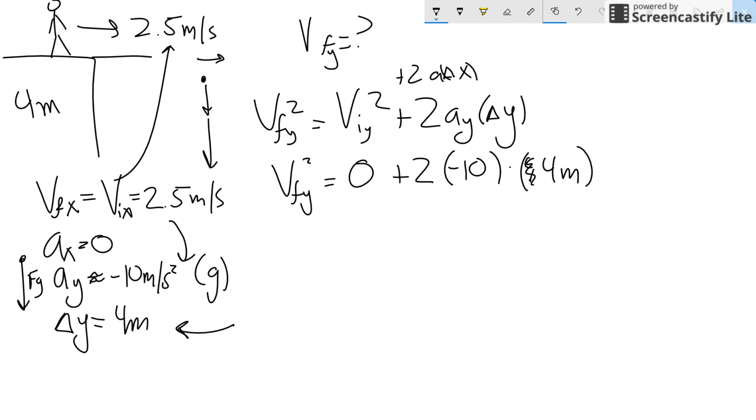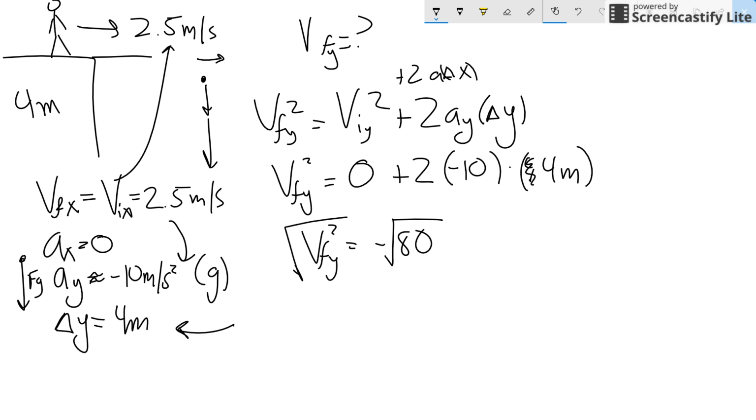Get out our calculator. All we're going to have to do is 2 times -10 times 4. We're going to get velocity final squared in the y direction is equal to -80. Now you know that you cannot put a negative underneath the square root sign, so we're just going to put it to the outside. Okay?